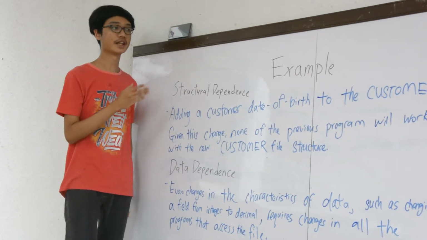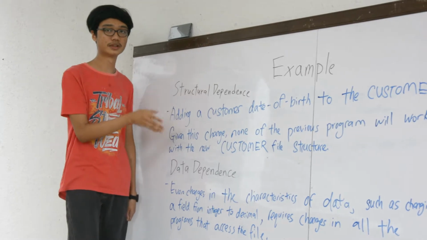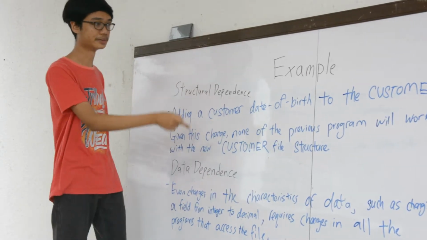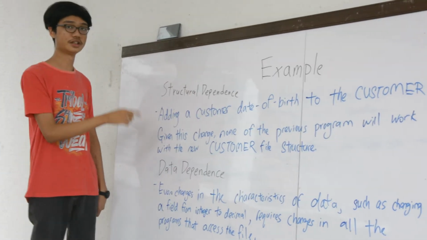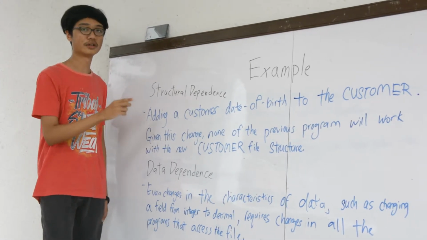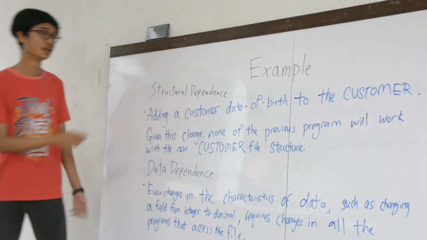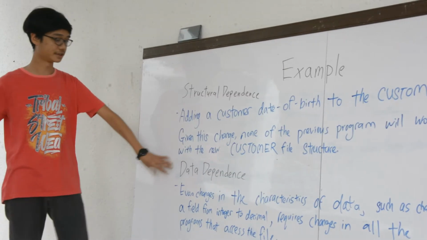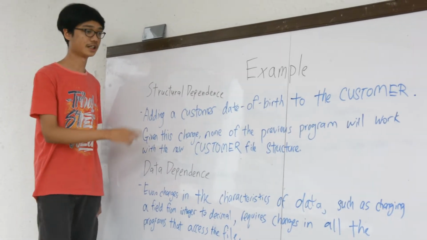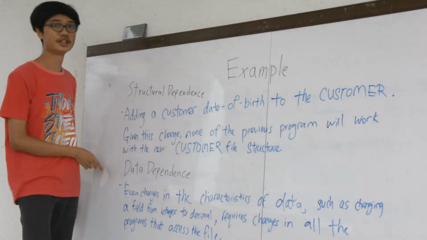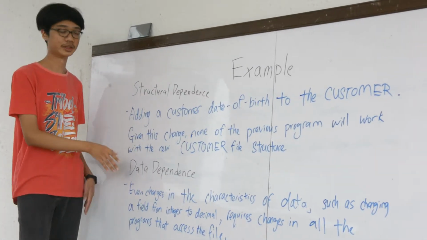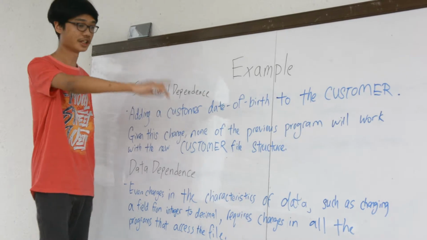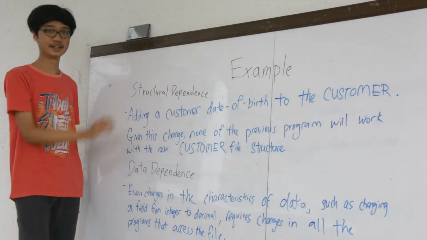For example, adding a customer date of birth field to the customer file. Given these changes, none of the previous programs will work with the new customer file structure. Next, for data dependence, even changes in the characteristic of data, such as changing a field from integer to decimal, require changes in all the programs that access the file.